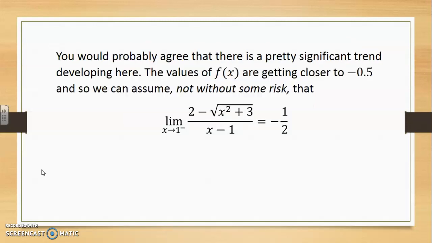You would probably agree that there is a pretty significant trend developing in the sequence of numbers that you just saw, and that the values are getting closer to minus 0.5. And so we can assume, not without some risk, that the limit as x approaches 1 of the quotient 2 minus root of x squared plus 3 over x minus 1 does equal minus a half.